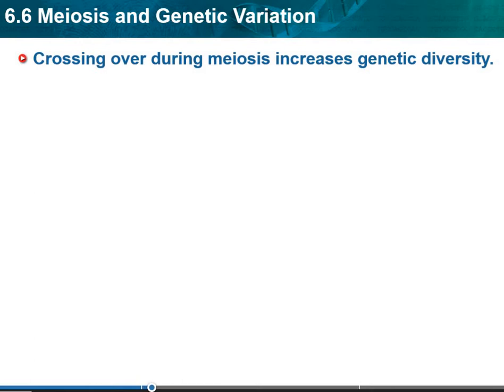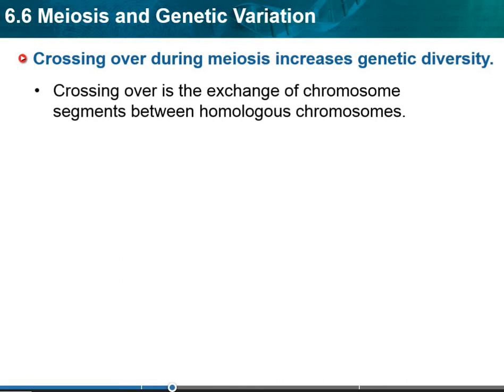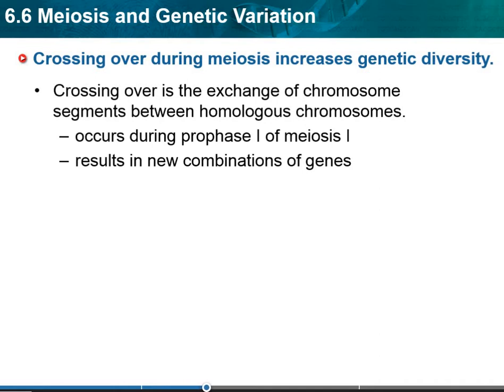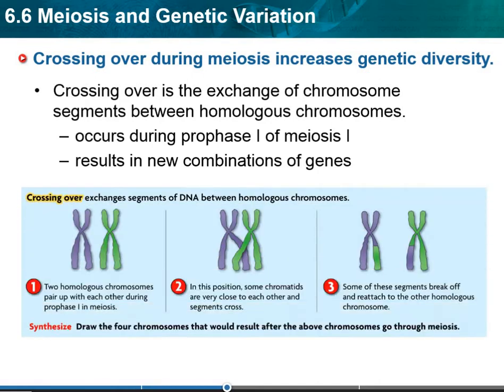So crossing over is something else that happens during meiosis that increases genetic diversity. Crossing over is the exchange of chromosome segments between homologous chromosomes. It occurs during prophase 1 of meiosis 1. I mentioned it earlier in that section's notes. It's going to result in new combinations of genes.